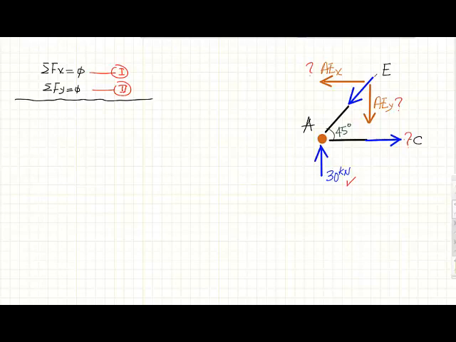So let's see. If we say sum of all forces in x direction equal to 0, what elements will be involved in this equation? We will have this unknown involved, and this unknown involved. This is not the best situation that we would like to have.